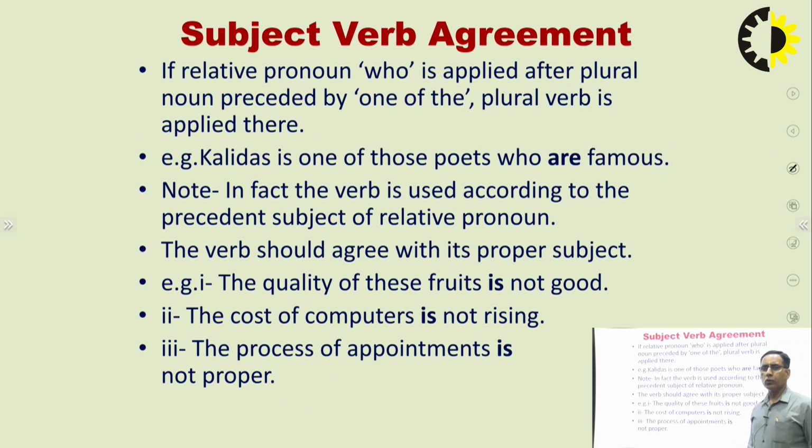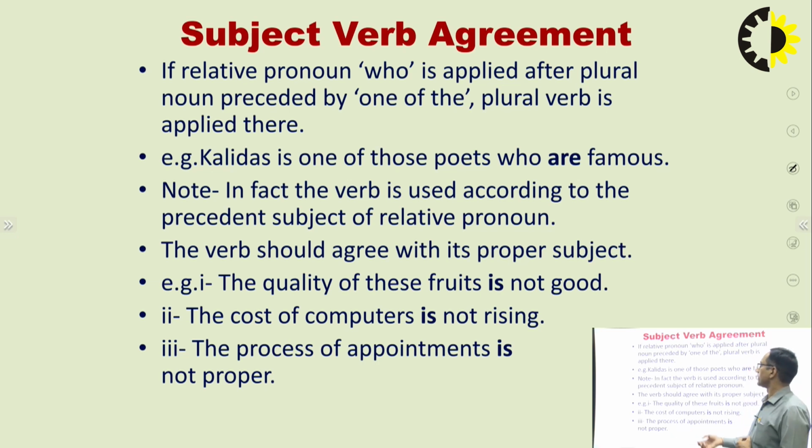If the relative pronoun who is applied after a plural noun, a plural verb is applied there. In brief, I can tell one rule. Whenever the relative pronoun who is there, who does not decide the verb. The verb is not decided by who. The verb is decided by the precedent, meaning what is written before who.